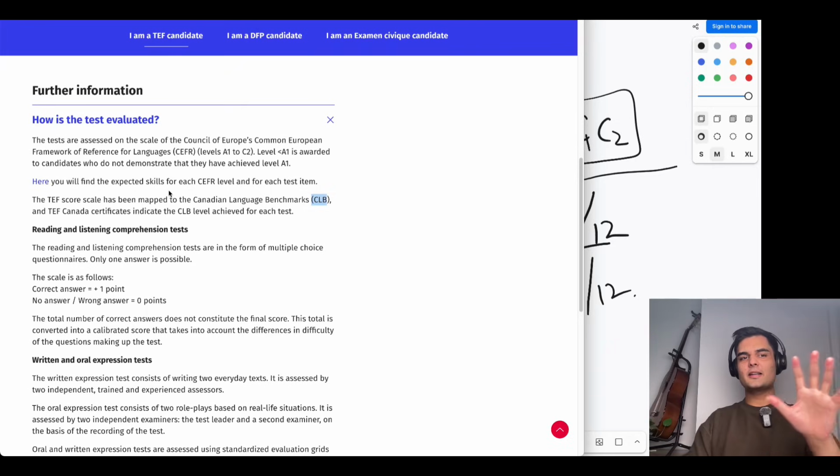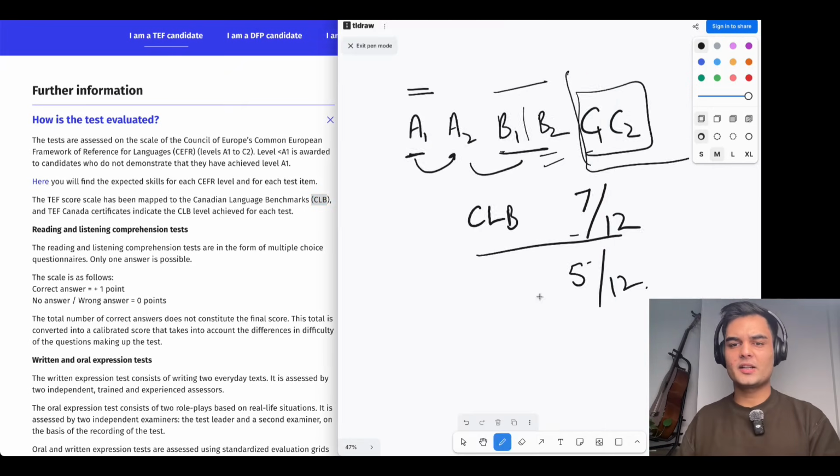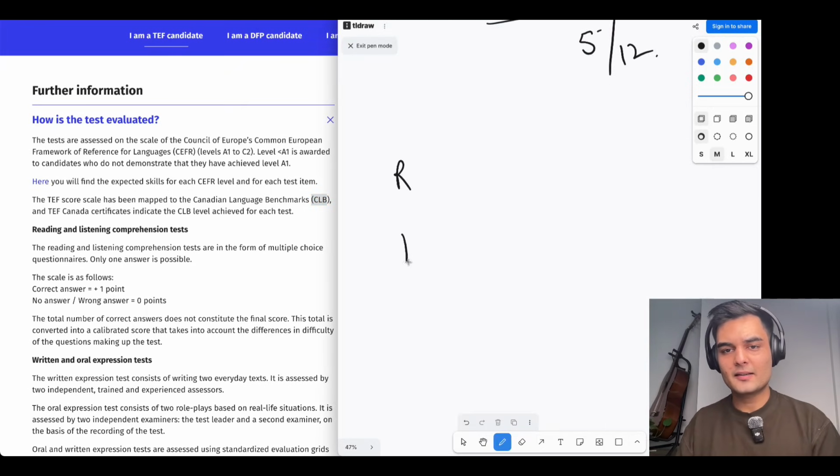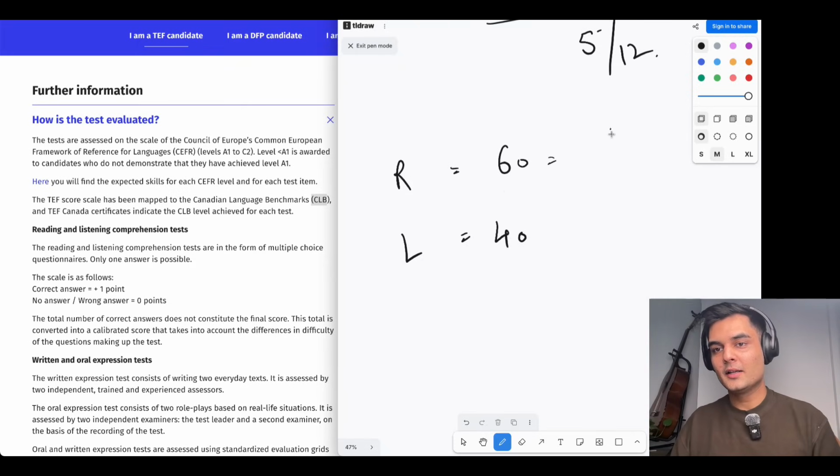Now first, let's understand the overall reading and listening comprehension tests. See, reading goes on for 60 minutes, listening goes on for 40 minutes, and you have 40 questions in reading and 40 questions in listening.